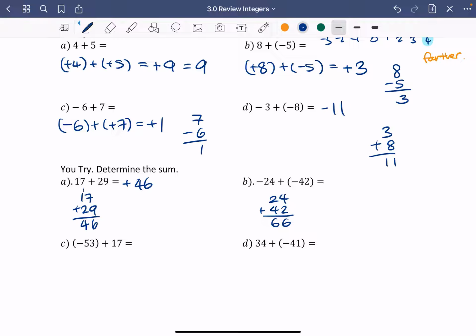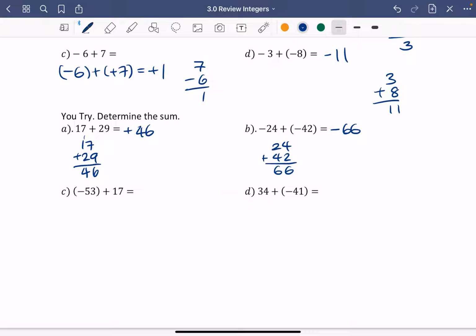That's 66. And then we'll keep the sign, both negative, so the sign will be negative. Okay, the third question, 1 negative and 1 positive, so you're going to subtract the numbers.